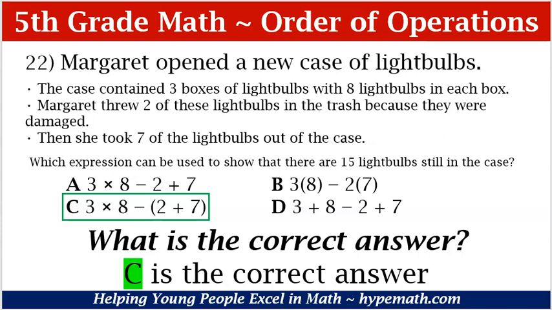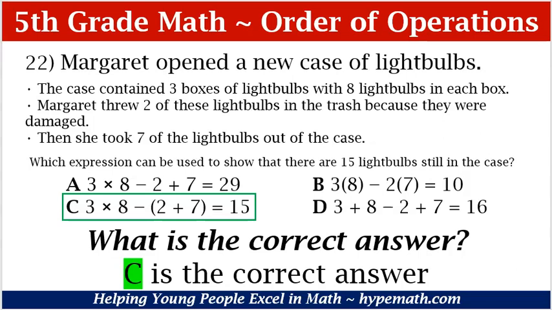Another thing I wanted to show you is calculating each of the expressions as they are. So if you notice, if we calculated the expressions the way that they are, A would be equal to 29, B would be equal to 2, C is 15, and guess what? That's what we said. We're looking for the expression that shows there are 15 light bulbs in the case, and then D is 16. That's wrong, okay? And this is just to check and show you that yes, C is the correct answer.